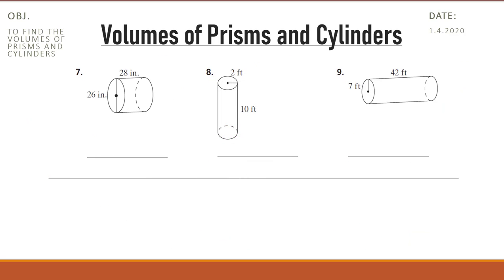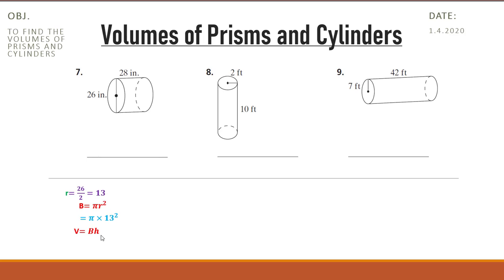Okay, now this time with cylinders. Let's start with the first one. I will solve the first one. Okay, we have first to find the radius. The radius is half the diameter. Half 26 is 13. Now find the area of the base, pi r square, and we have r 13.